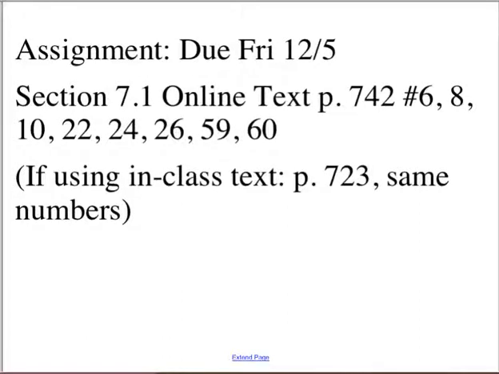So your assignment for Friday is to do section 7.1. This is just a little bit of review from Algebra and Algebra 2. The only problems I'm having you do from section 7.1 are 6, 8, 10, 22, 24, 26, 59, and 60. This is from the online text. If you are using the in-class text, then you're going to page 723. So this will be due on Friday, December 5th.